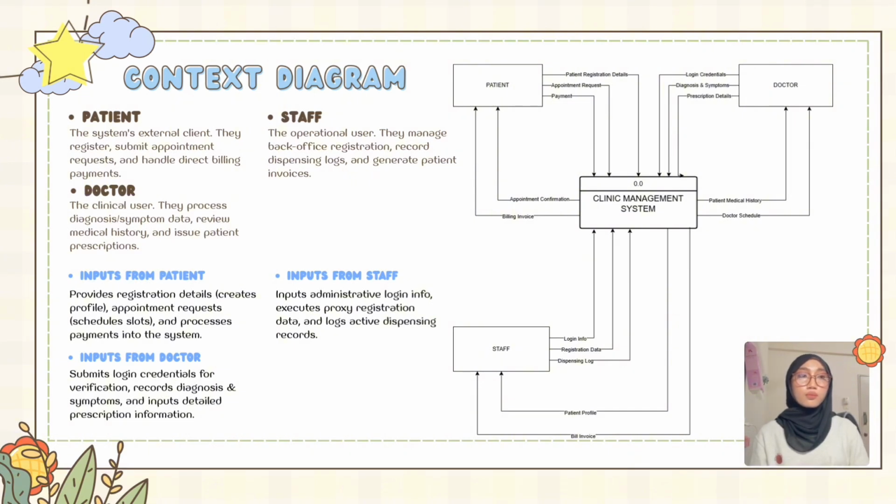Doctors input their login, diagnosis, and prescription, while the system provides them with their patient history and schedule. Third is the staff flow. Staff members input their login info, registration data, and dispensing logs, and they receive patient profiles and billing invoices. So that is our clinic management system context diagram. That's all from me.